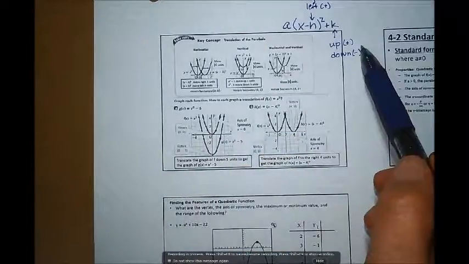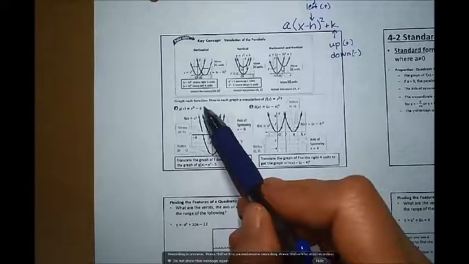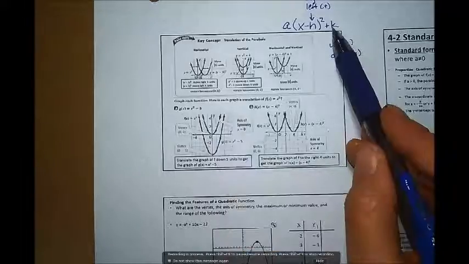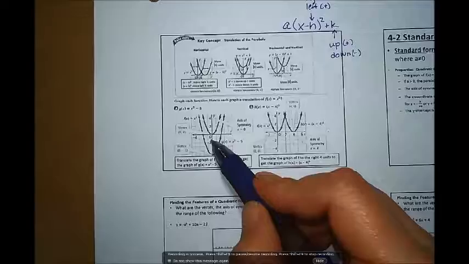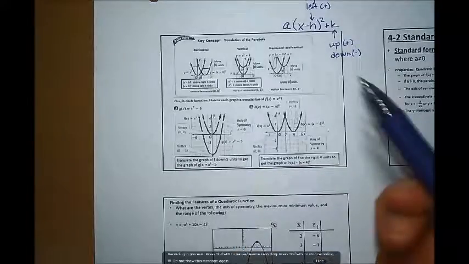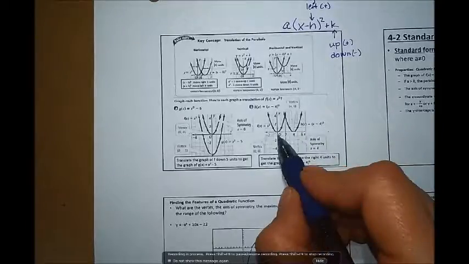So to do our examples, we have x squared minus 5. The minus 5 is outside the parentheses, so it's on the end, and we're going to go down 5. 1, 2, 3, 4, 5, right there. Over here, we're looking at (x minus 4) squared. Minus goes to the right, so we move ourselves over 4 spaces.